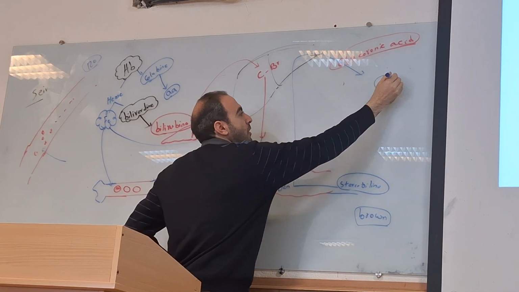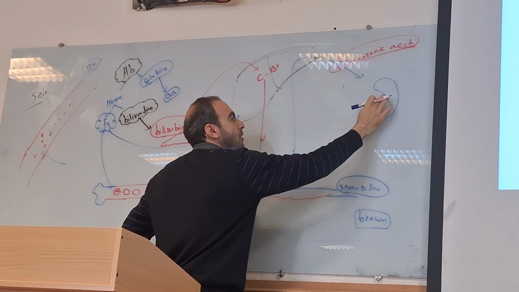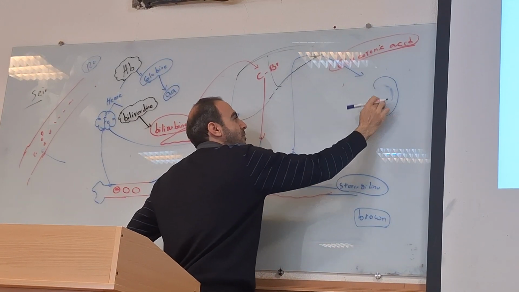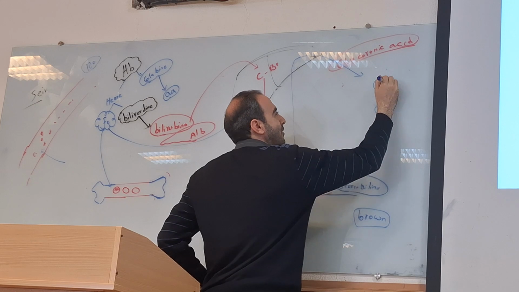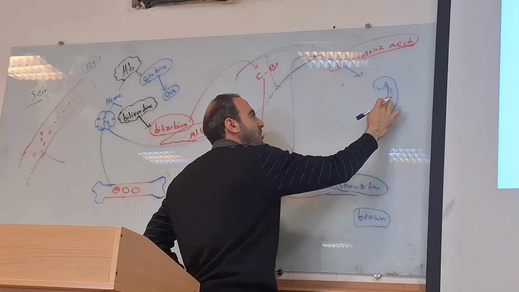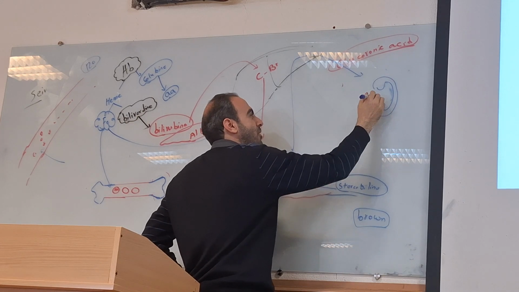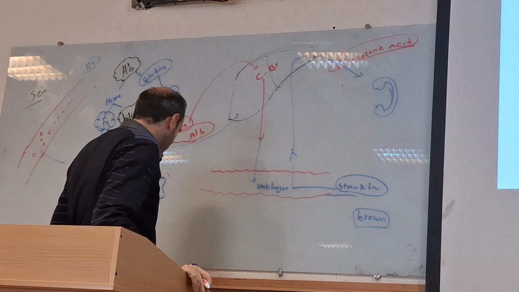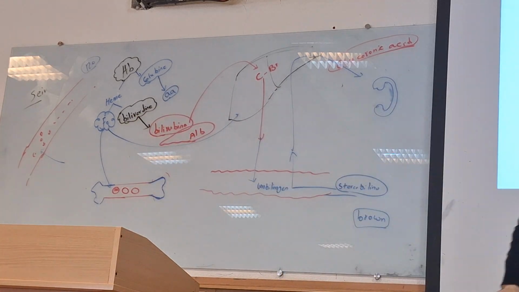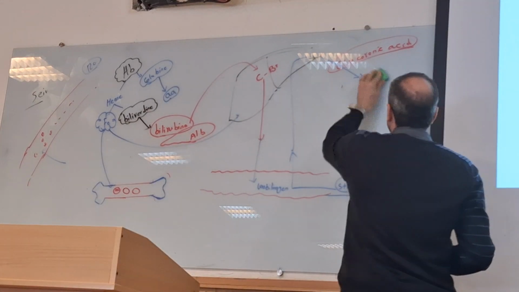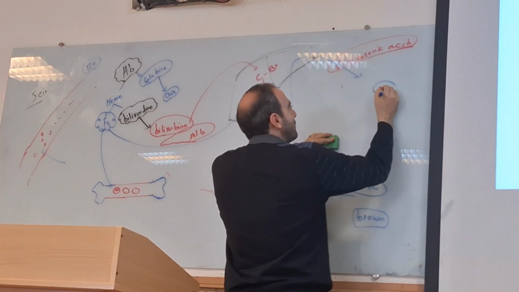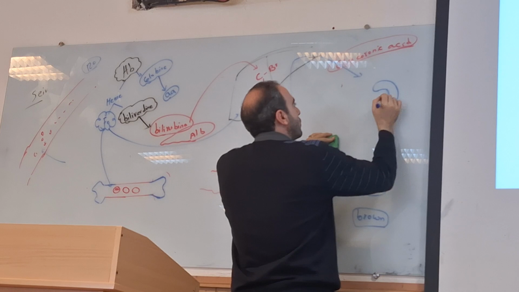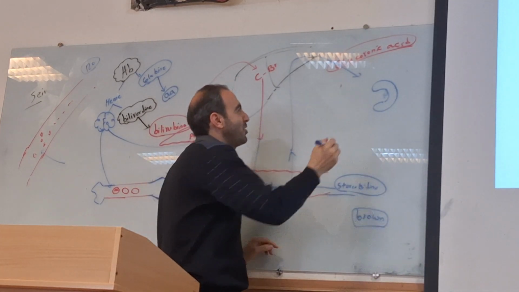Then go to the kidney. Hassan, I come here and draw a kidney. I can't draw it. Somehow imagine it's a kidney. It's not a real kidney. It's not real. Somehow, imagine it's a kidney.